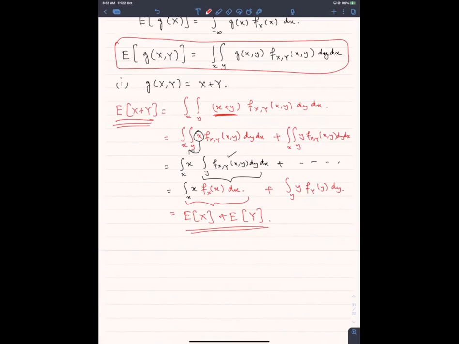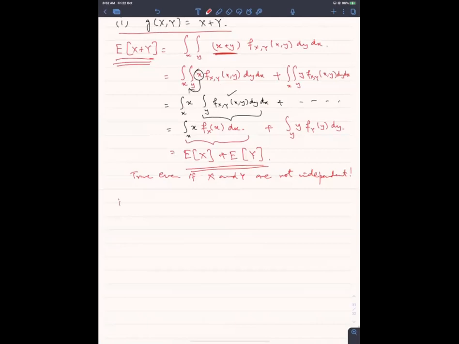And very importantly, this is true even if x and y are not independent. We did not assume anywhere that they need to be independent. So that was the case where g(x,y) was x plus y. Okay. The second case we consider is that g(x,y) is x multiplied by y.